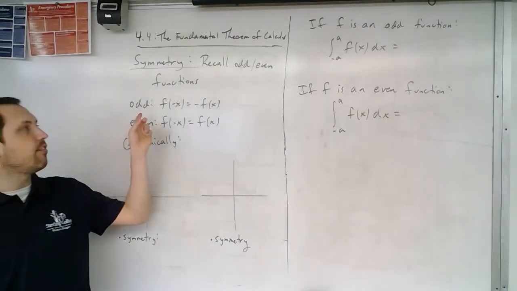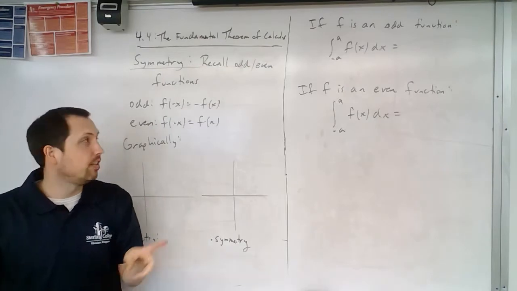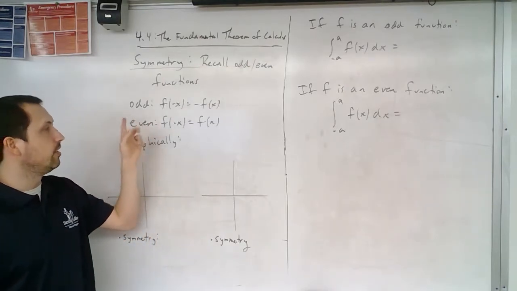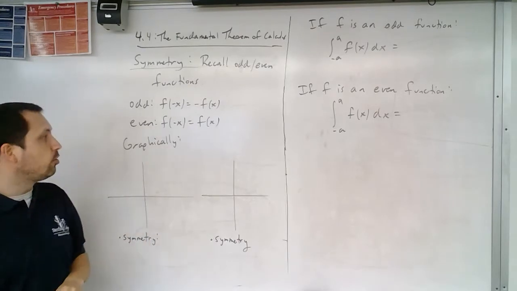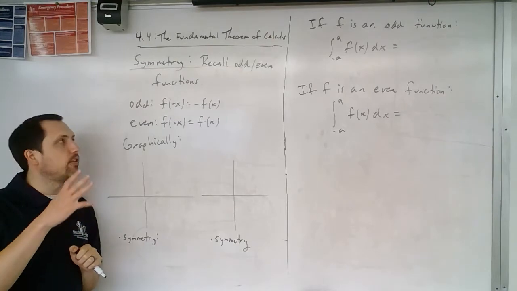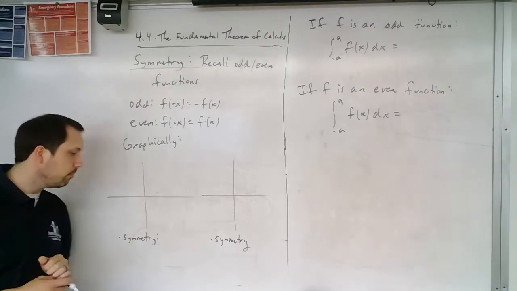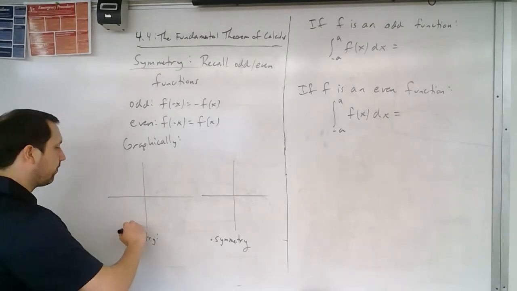We said an odd function says f of negative x equals negative f of x for all x. And an even function is f of negative x equals f of x for all x. Graphically, we also had a nice visual of what's taking place with these odd and even functions. An odd function could be something like x cubed, for instance.